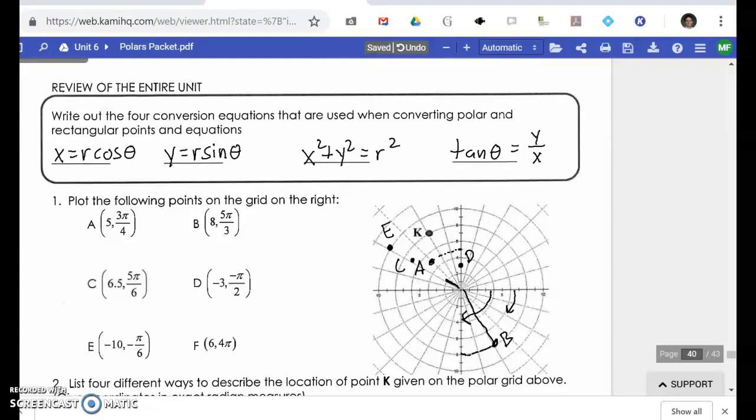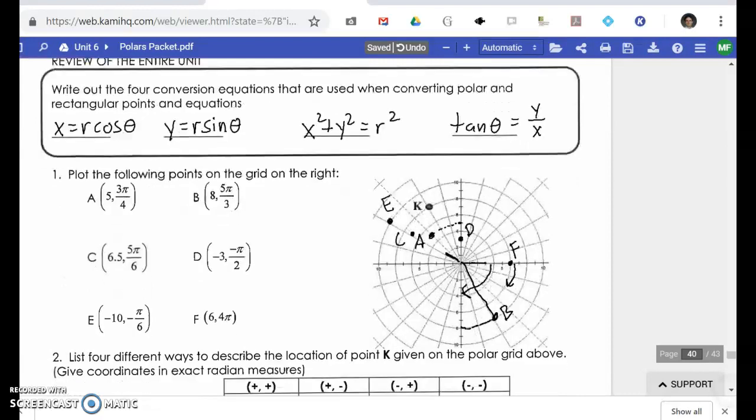F is supposed to be at an angle of 4 pi, so it's a positive angle. 4 pi would be 2 full rotations around the circle, so we're back here at the angle of 0 radians. Then we go 6 over, which is right about here. So those are our points plotted. Okay, so let's see if I can scroll down here.